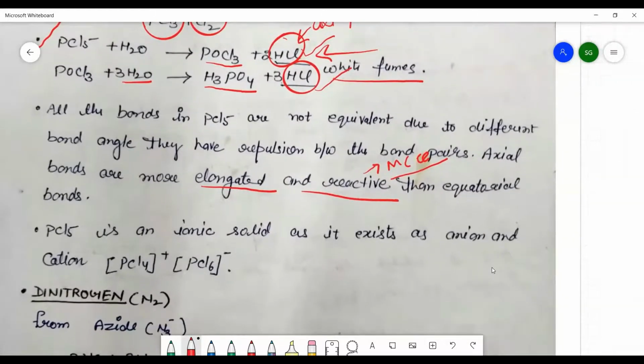One more important question is that PCl5 exists as an ionic solid and it has a very high melting point. It is because PCl5 in the solid state exists as an anion and a cation. And you know well, whenever anions and cations are there, they have a strong electrostatic force of attraction between them. Because of that reason, they have a high melting point, because of the strong force of attraction between the cation and anion.